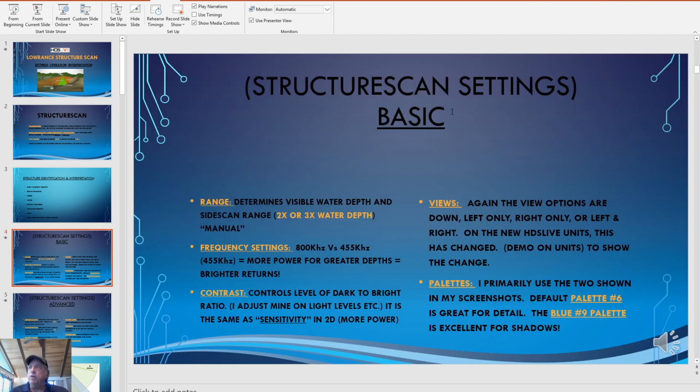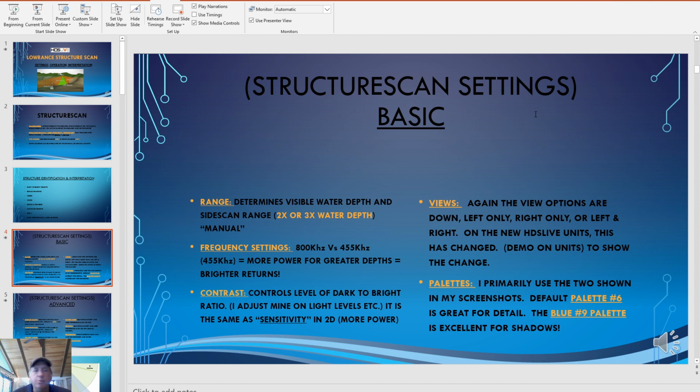All right. Structure scan settings on your unit. We'll talk about the basic settings first. Range determines the visible water depth and side scan range. What I typically do for a side scan range, I've talked about this in previous seminars and so forth, I typically choose either 2 to 3 times my water depth. So, for example, if I'm fishing in 20 feet of water, I will set my range to 2 or 3 times that, typically 3 times, out to about 60 feet. And we'll talk more about why.